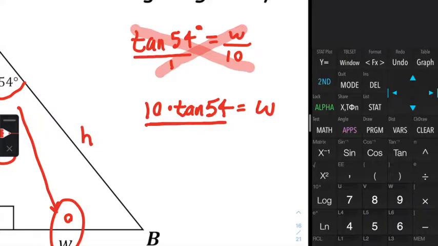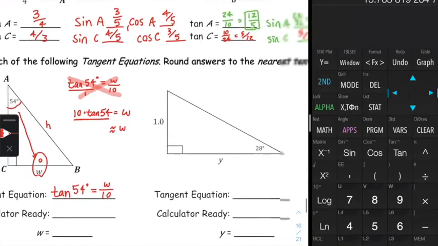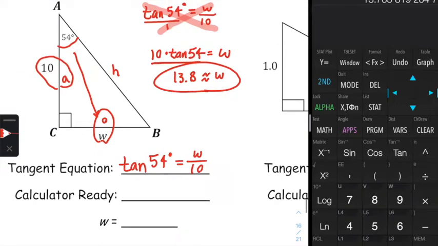And this is all you need to do. You type in 10, you find your tangent button, you do 54 degrees. You don't need to type the symbol there. And then apparently W is about 13.76 right there. And they want us to round to the nearest tenth. So that would be 13.8 after I round. And that's what W is. That's how you're going to go and do these. And then you can put whatever units you are. I guess we don't have units, so I'll put a U. As far as what is calculator ready, that's what you're typing into the calculator. So I typed in 10 times tangent of 54.